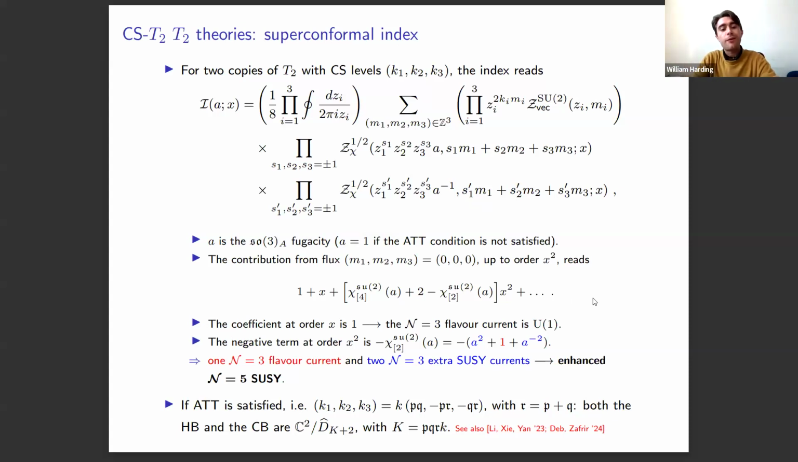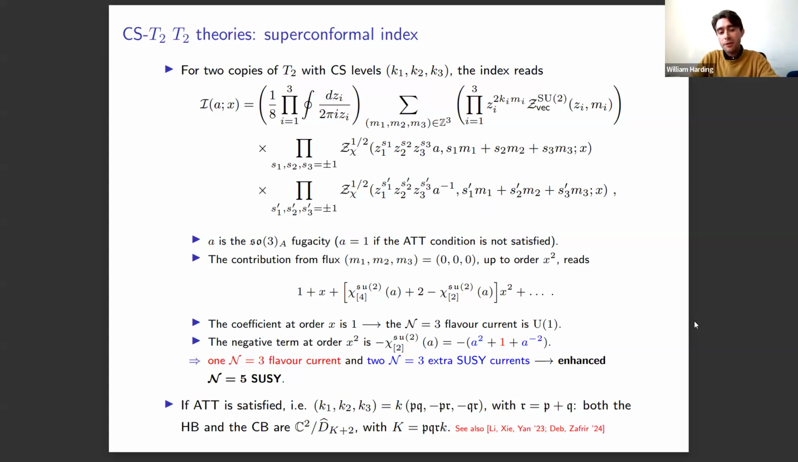Okay. Now, in order to prove that actually we have SUSY enhancement, we have to look at the term at order x squared with a negative sign. This is the following. So there are 3 terms contributing with a negative sign. One of them, which is denoted in red, corresponds to 1 N=3 flavour current. But then we have 2 extra terms, which are denoted in blue, and they correspond to 2 N=3 extra SUSY currents, meaning that we have enhanced N=5 SUSY.